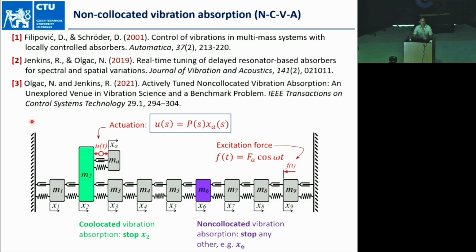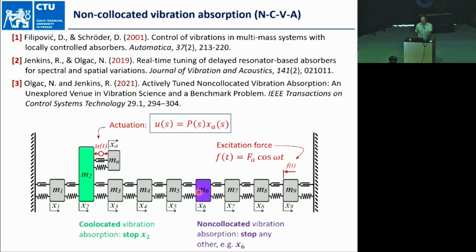So it's a sort of an extension of the delayed resonator concept, but now we have a bit more complicated structure, which consists of many bodies or sub-bodies, cars, and the actual goal is to suppress vibrations in a different car from the one where we have the absorber. So the absorber, our delayed resonator, is placed here, in this case at M2, and we actually want to suppress the vibration at M6.